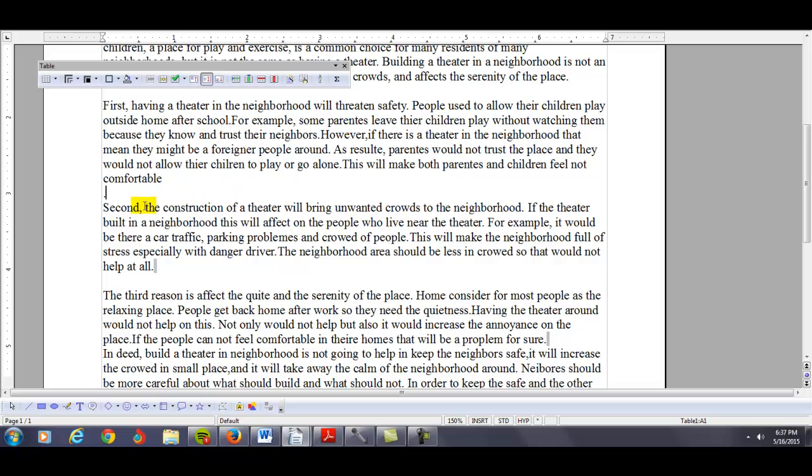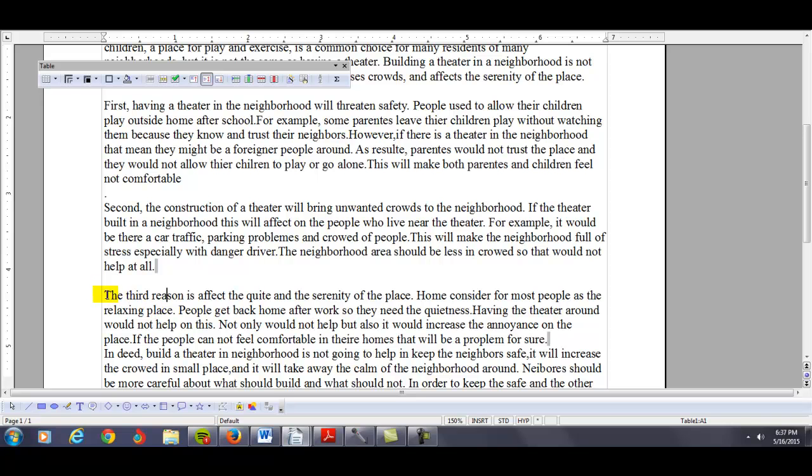So you don't want to say just second. The second is unwanted crowds in the neighborhood, that doesn't really connect it back very well. The same thing here. And I'm just going to say here a third and keep everything parallel.